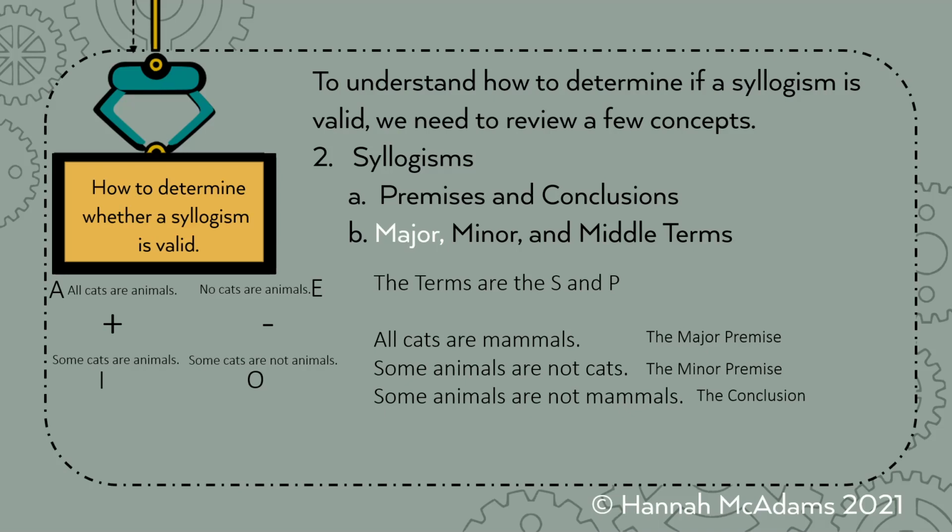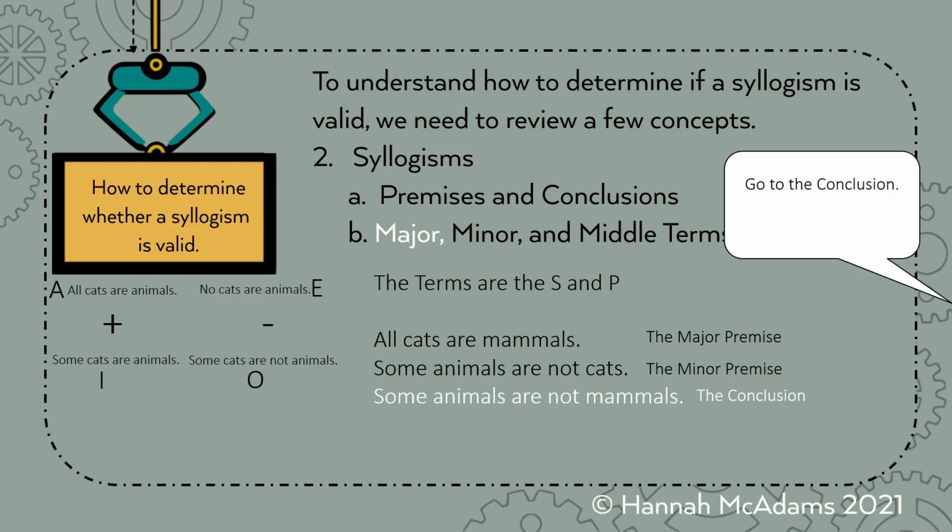So let's talk about the major term. The way that you find the major term, if you watch the videos that I've been watching, he says go to the conclusion. There's the conclusion: some animals are not mammals. Go to the end. Well, what's the end of that sentence? Some animals are not mammals. That's the major term. So that's how we find the major term: mammals.